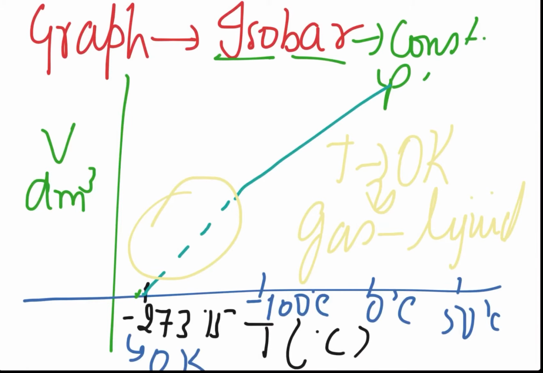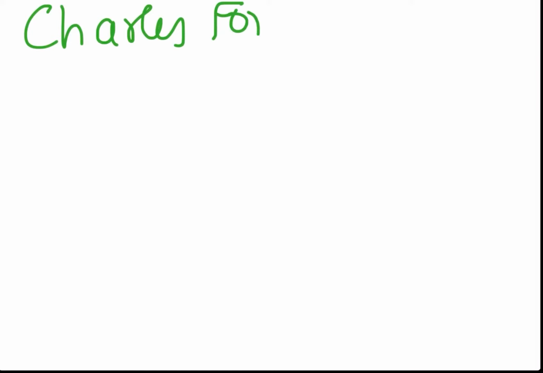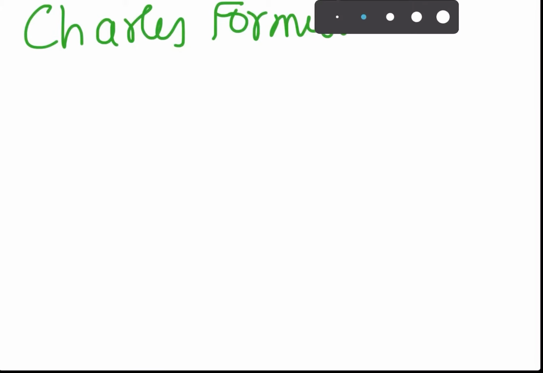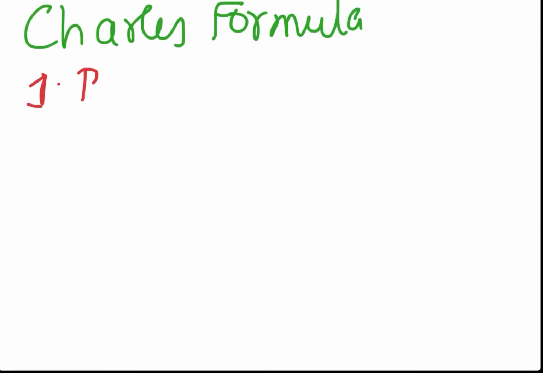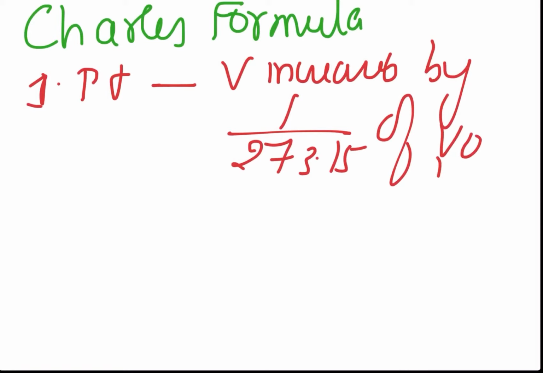Now the next topic for Charles law is very important. It is about how much the volume increases per degree rise in temperature. This relationship is important, and it is also sometimes called the Charles formula. So we come to this Charles formula. The statement is: for per degree rise in temperature, that means 1 degree rise in temperature, the volume increases by 1 by 273.15 of V naught. V naught is your original volume.